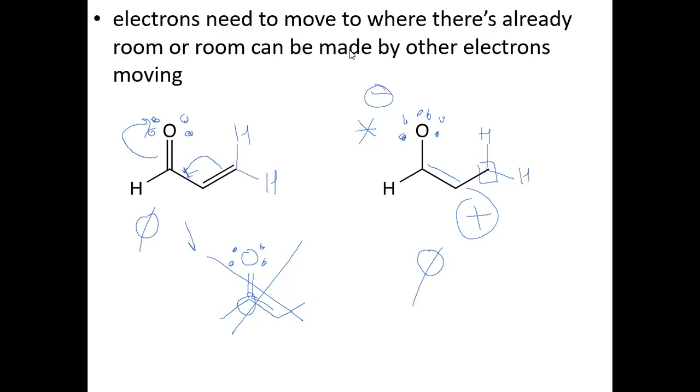Electrons are going where they can move. I'm making room for them and stuff like that, provided that I didn't break any rules and I didn't exceed the octet rule. And also that I still have an overall charge of whatever my starting compound was, then I haven't broken any rules. This is correct. This is completely fine. All right, so hopefully that makes sense.